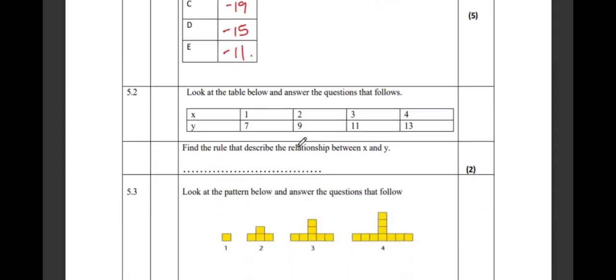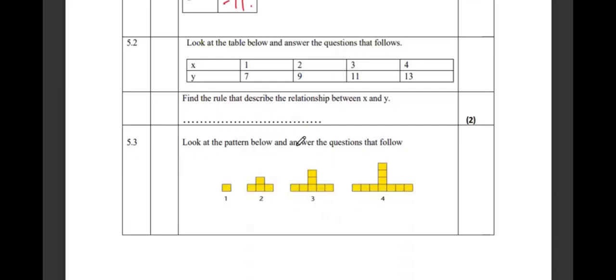5.2, look at the table below and answer the questions that follow. We have 1 is 7, 2 is 9, 3 is 11, and 13. Find the rule that describes this. We are adding 2 everywhere, meaning that the rule is going to be 2 times n. We are dealing with x's, meaning that for us to get the y, you multiply 2 by the x, and then you add the 5. So this 2 is what we start with. How do we get the 5? 7 minus 2. That's a 5.